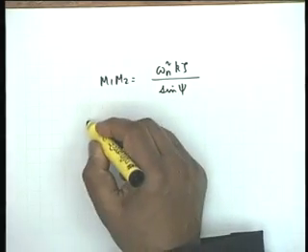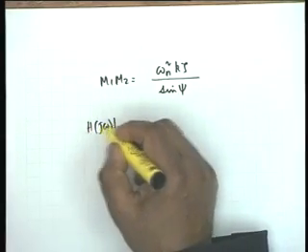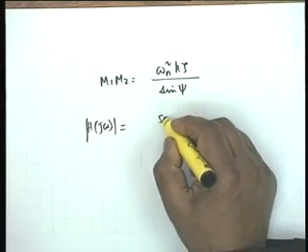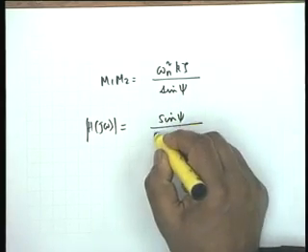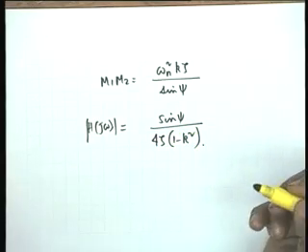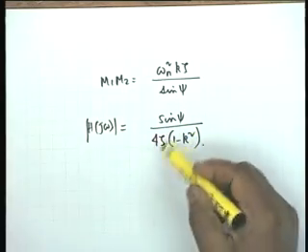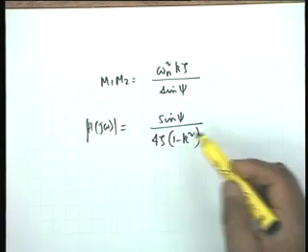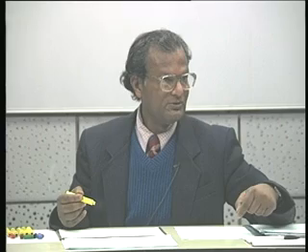Okay. Therefore, the magnitude of h of j omega, if you substitute, you shall get sine psi divided by 4 zeta (1 minus k squared). What is the difference? The difference is a factor of 2 zeta in the denominator. Previously it was sine psi by 2 (1 minus k squared), now it is 4 zeta. Is that clear?